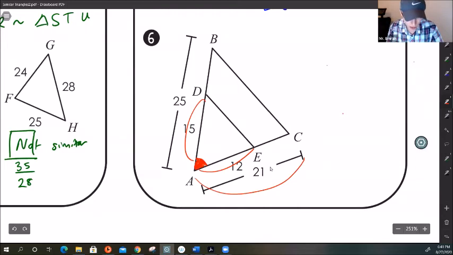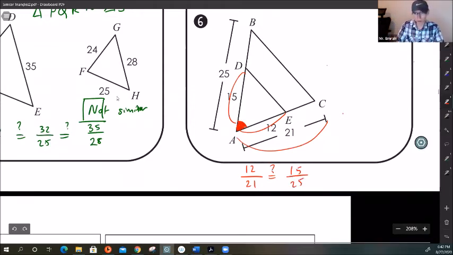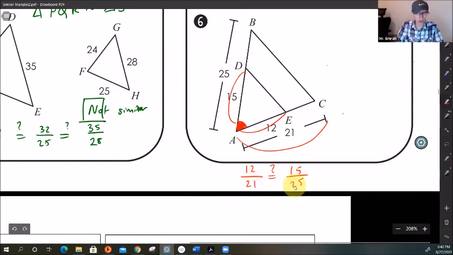One of them is having 12 and 15, and the other one is having 21 and 25. So write down the short to short ratio, 12 to 21. Is it equal to 15 to 25? Are these equivalent to each other? Reducing this by 3, I'll get 4 over 7, but this one is 3 over 5, so they're not, right? So a big fat no.